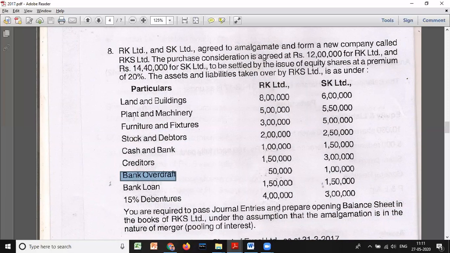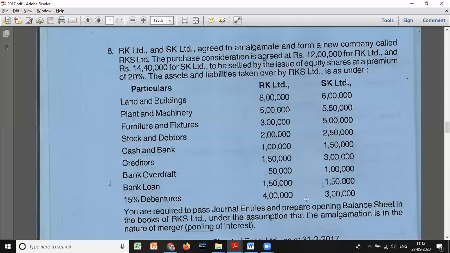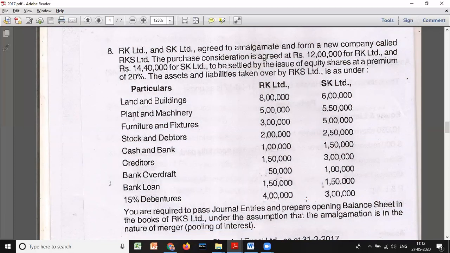Now you have to pass opening entries in the books of RKS Limited, and also prepare the balance sheet. The method is given in the question: it is amalgamation in the nature of merger. Now we know the method of amalgamation, that is, amalgamation in the nature of merger or pooling of interest method, both are the same. And the method of PC is directly given in the question, so it's the lump sum method. They've asked us to pass only opening entries. So what we will do, we'll close the books of accounts of RK and SK Limited, then we'll pass incorporation entries in the books of RKS, and also prepare the balance sheet.